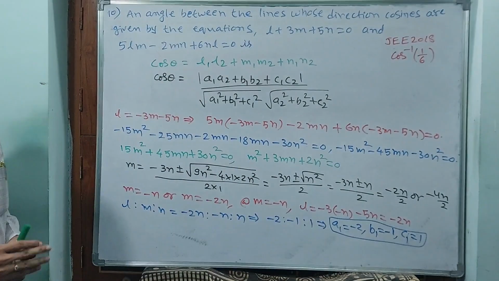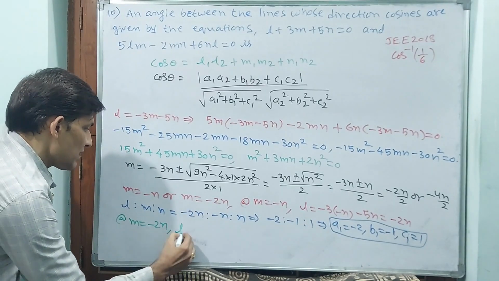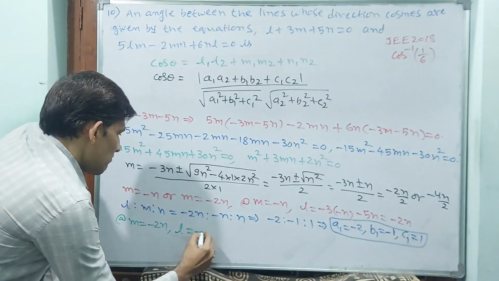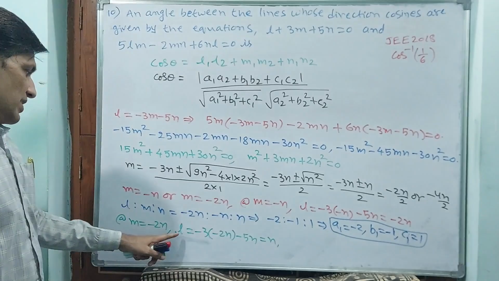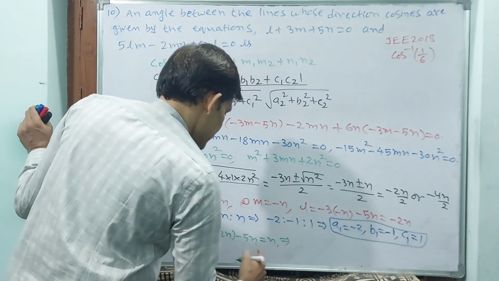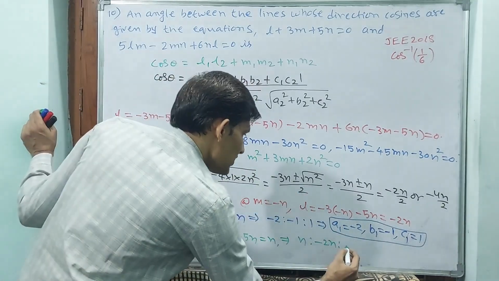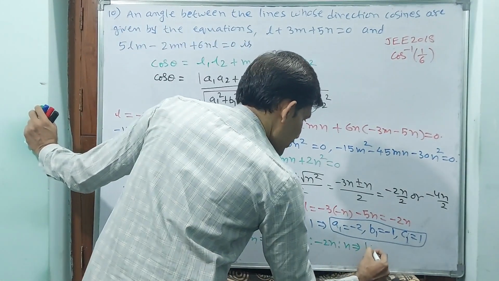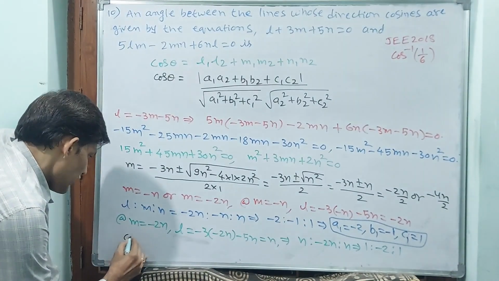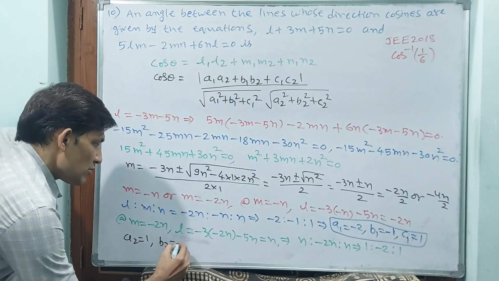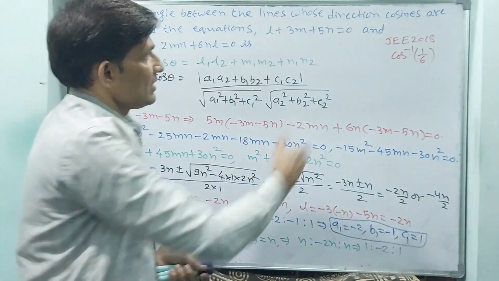Okay, now go for m is equal to minus 2n. Then what about l? Minus 3 into minus 2n minus 5n, that is 6n minus 5n, n, that means l is equal to n. Implies l is to m is to n is equal to n is to minus 2n is to n, that is 1 is to minus 2 is to 1. We can write a2 is equal to 1, b2 is equal to minus 2, c2 is equal to 1. Now I am going to remove the question and we will do it here. This formula we will apply. The answer has to come like this.